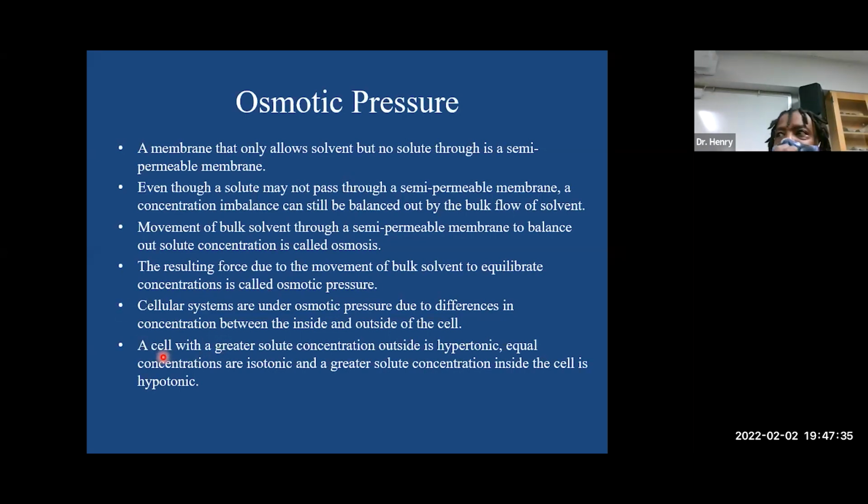Good. Okay, so take home message. A cell with a greater solute concentration inside is going to be hypertonic. If it's equal concentration, then it's going to be isotonic. If you have a greater concentration on the outside, it's going to be hypotonic. Hypo meaning below, hyper meaning extra, more.